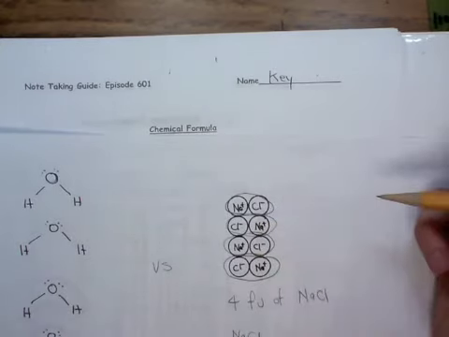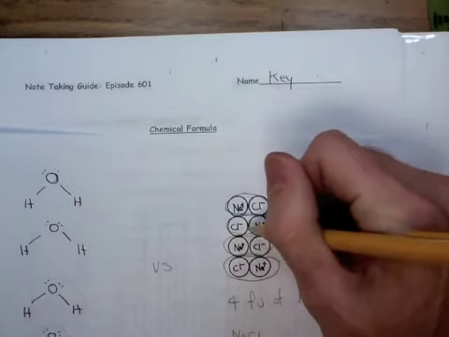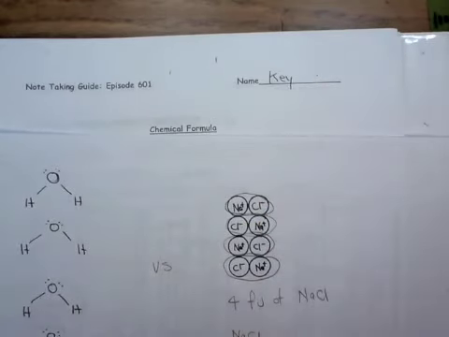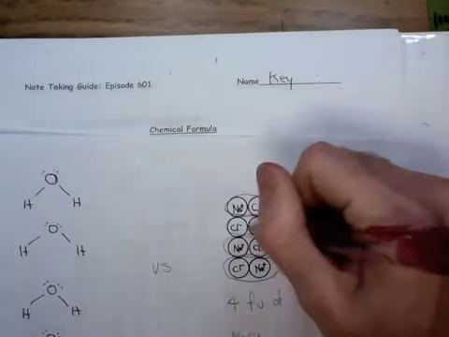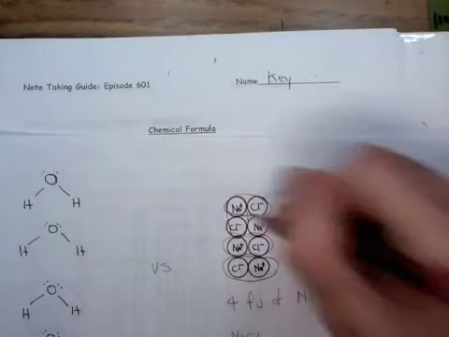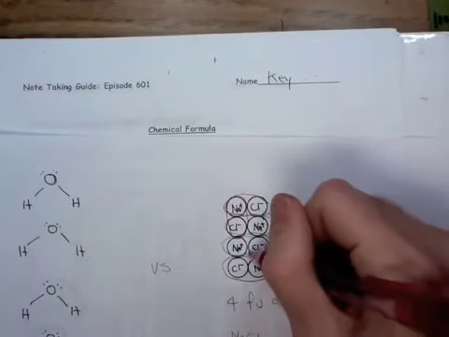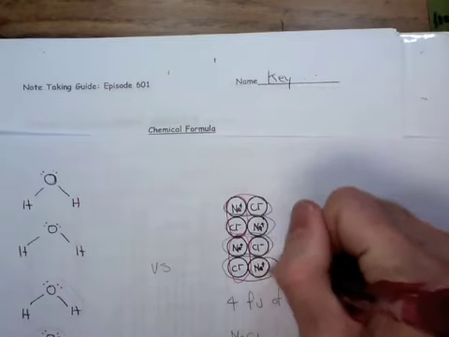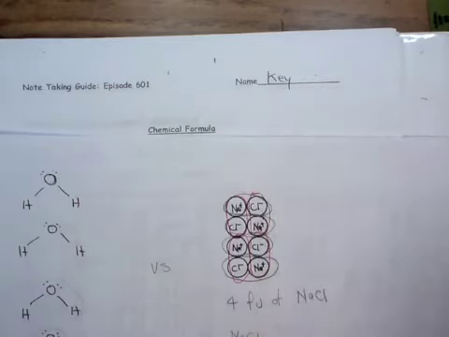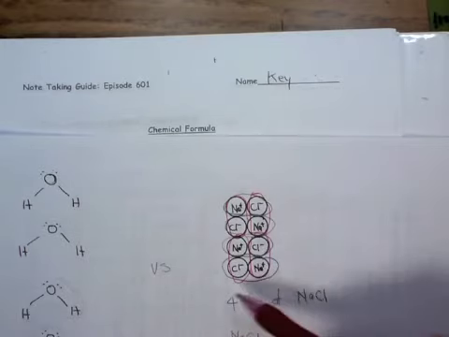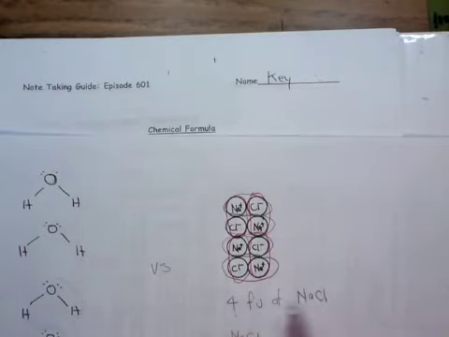that's not the only way I could have done it. I could have said, and I'll use a different color, I'll use red, that is a formula unit of NaCl. That, and that. But notice either way that I did it, in this area right here, there are a total of 4 formula units.